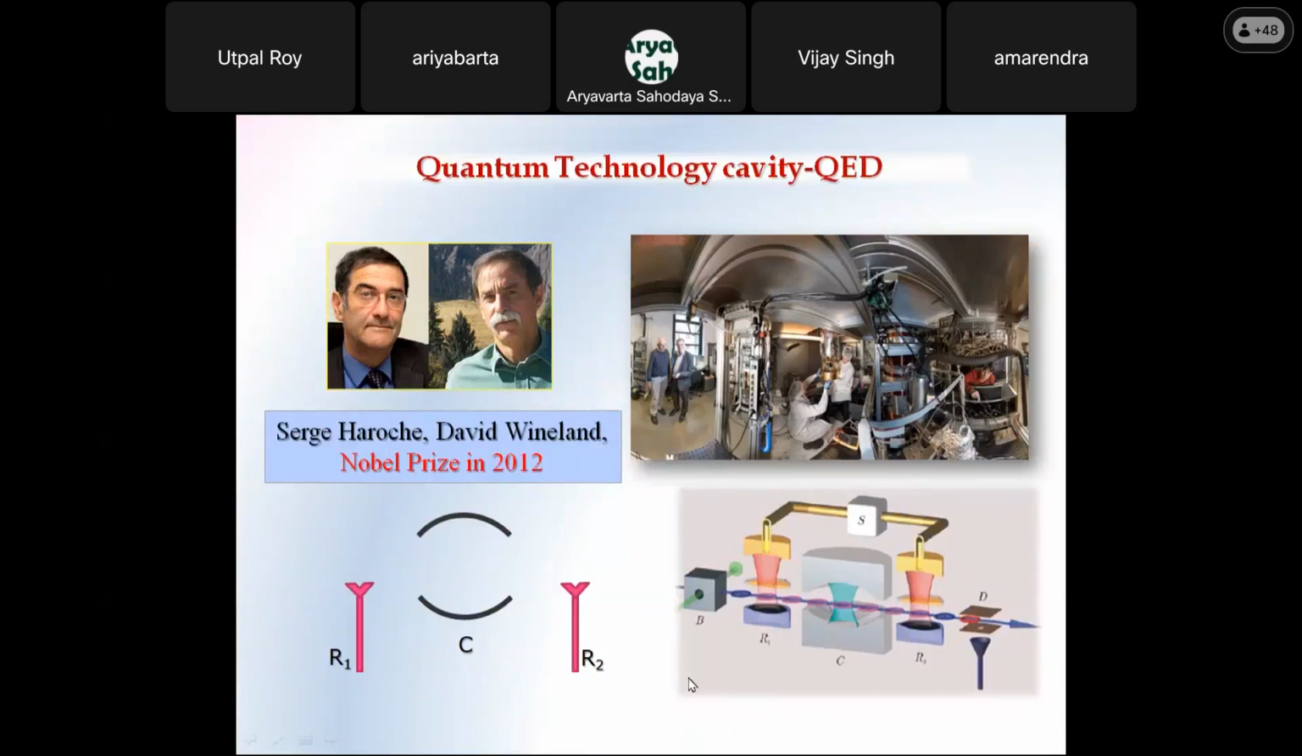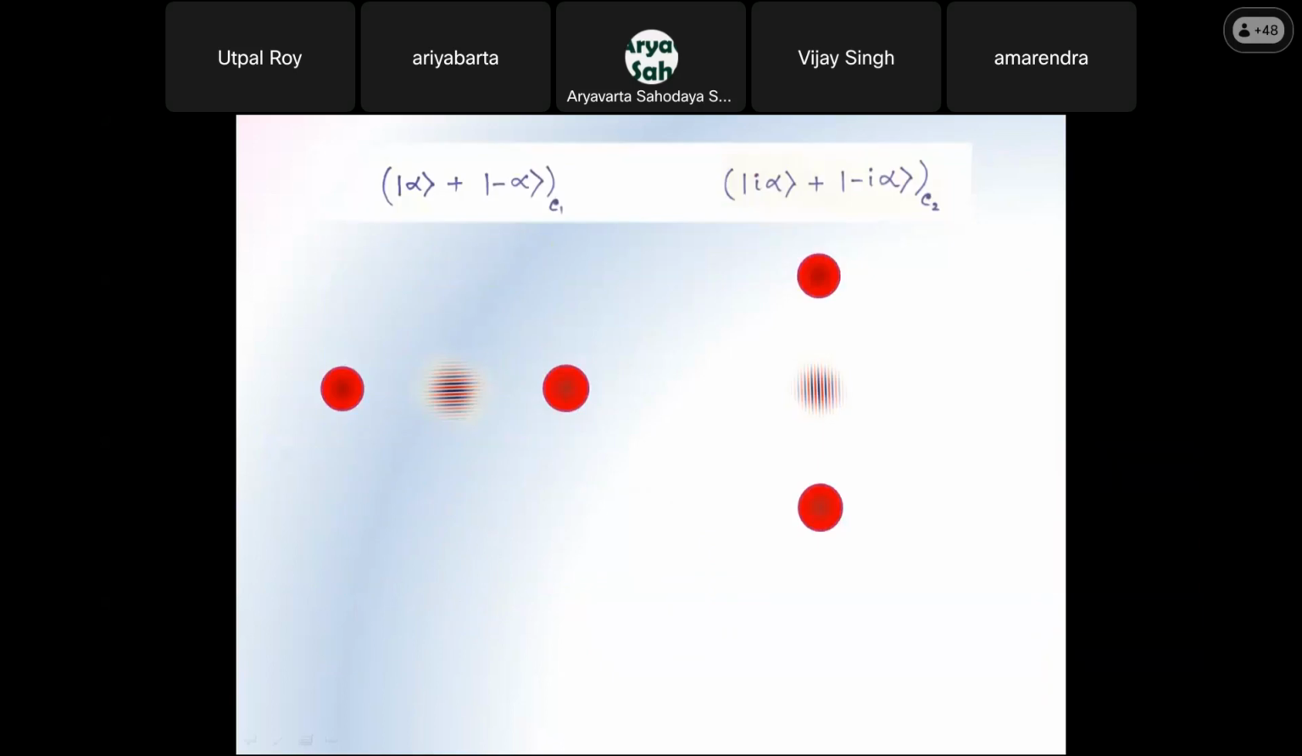And what happens is that when the atom passes through the cavity, so this is the cavity, the atom passes through it. What does the cavity do? The cavity traps the light. You can trap light inside the resonator. So this is the resonator, and the atom goes and interacts with the light. And this is what has happened. And now you have two cavities, one cavity here, another cavity here.